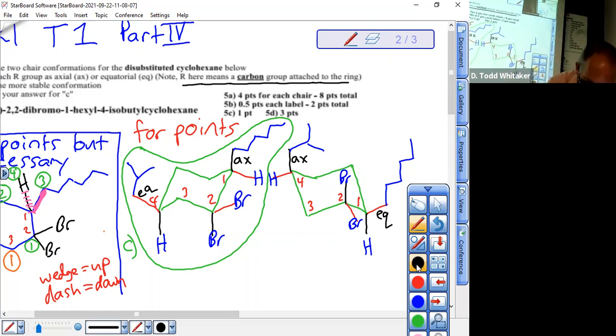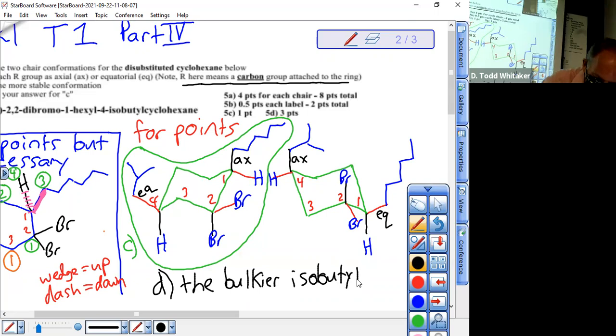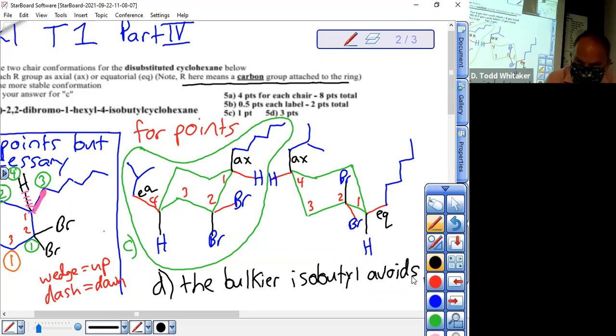Tell me the words you know that I like. You gotta tell me you picked that because the bulkier isobutyl is avoiding the negative interaction over here called, yeah, I'm hearing it out there. It's very soft. So for the video, somebody was saying 1,3 diaxial repulsion. Need those magic words.